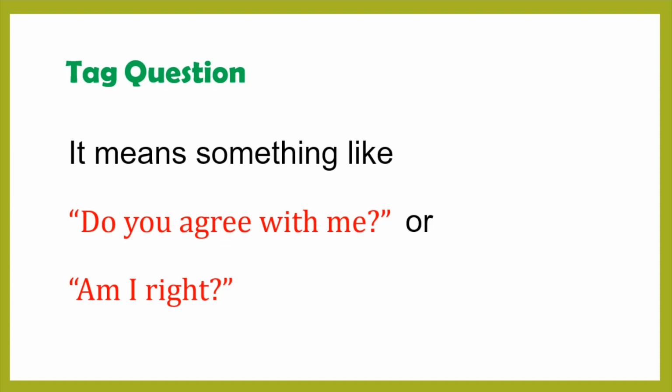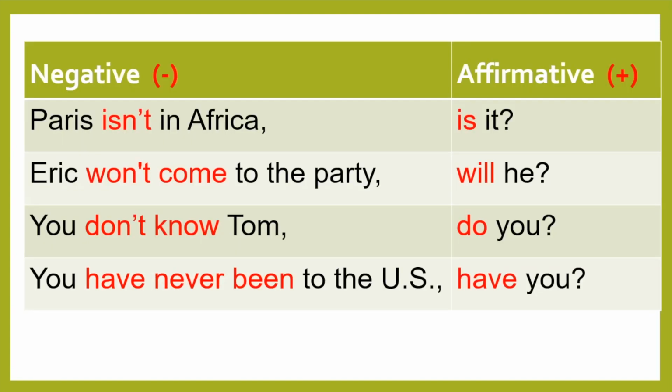There are lots of different tag questions, but the rules are not difficult to learn. If the main part of the sentence is negative, the tag question is positive. For example, Paris isn't in Africa, is it? Eric won't come to the party, will he? You don't know Tom, do you? You have never been to the US, have you?